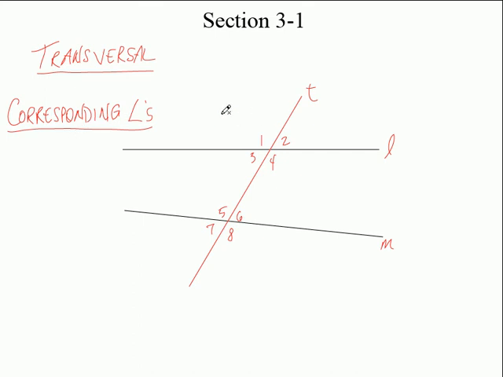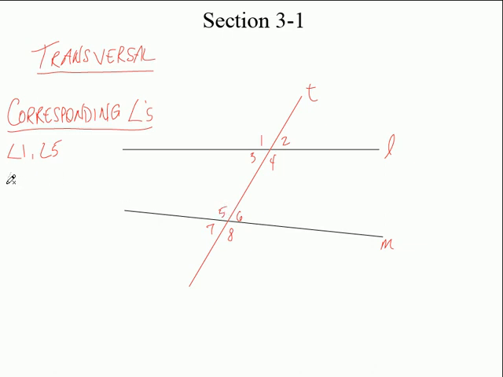All right, so corresponding angles. Let's list all the corresponding angles. So angle 1 and angle 5 would be corresponding angles, wouldn't they? Now remember what corresponding means. They match up. They're in the same spot. You see it? 1's in the top left corner here, 5's in the top left corner down here.